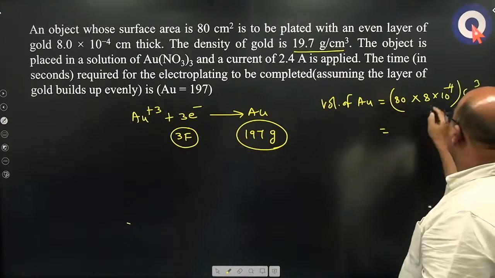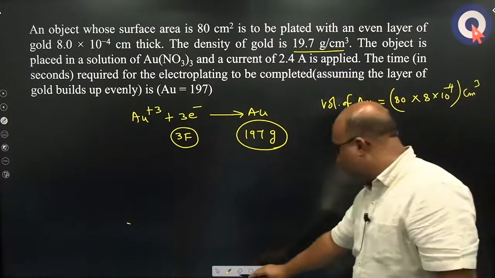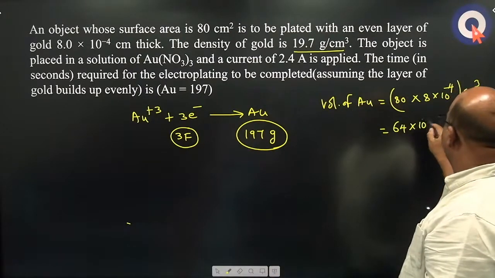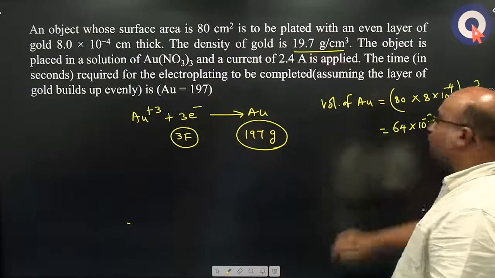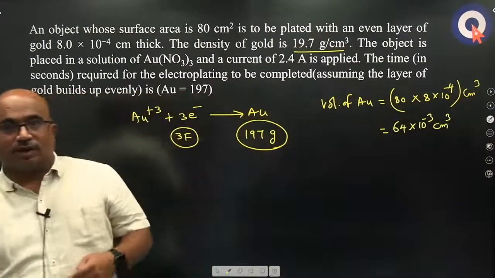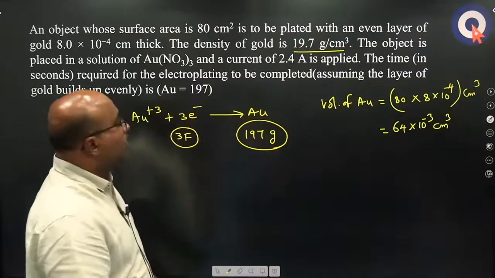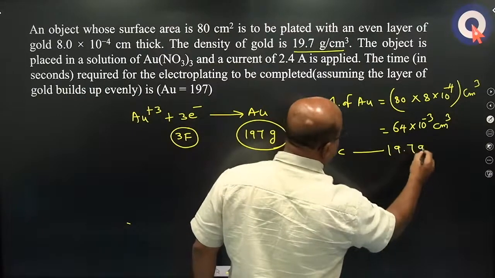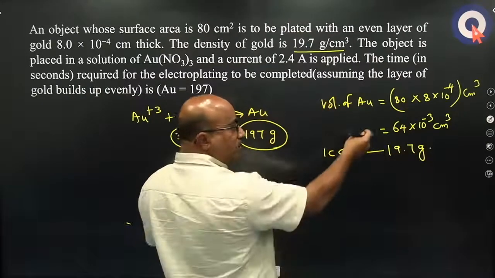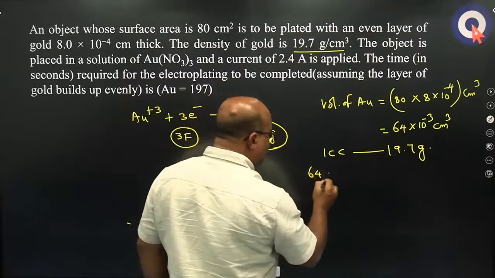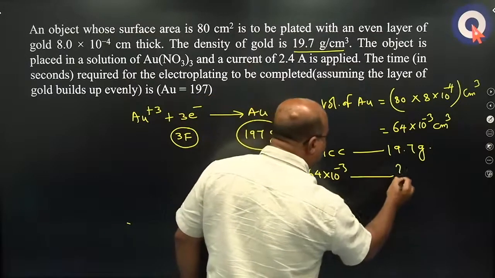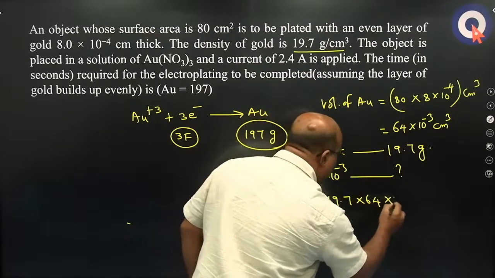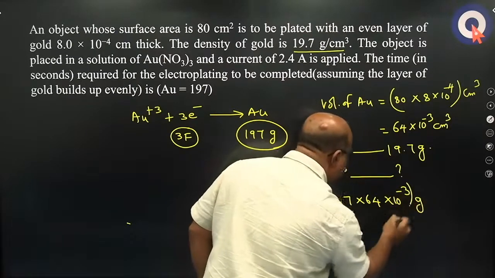So it's nothing but 64 directly. So this is 64 into 10 to the power of minus 3 cc. For 1 cc, the gold density is given, so for 1 cc there will be 19.7 grams. If I want to coat this much volume, 64 into 10 to the power of minus 3, what should be the weight of gold? That is 19.7 into 64 into 10 to the power of minus 3 grams.